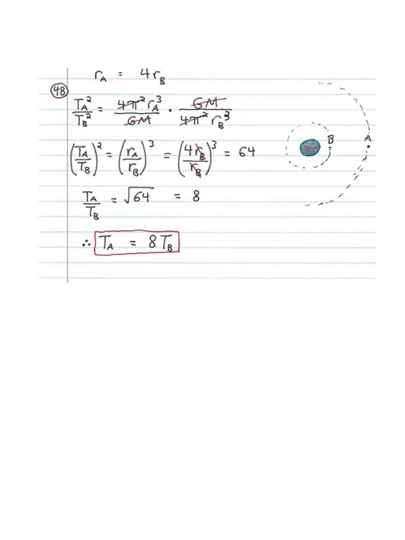And we can set this up either as a ratio TA over TB or TB over TA. I tend to want to go for, if the problem doesn't specify, the big over the little. And so let's think about which one is going to be a bigger period. It's going to be the one that's farther away. So that's going to be satellite A. So I'm going to set it up as a ratio of TA over TB.